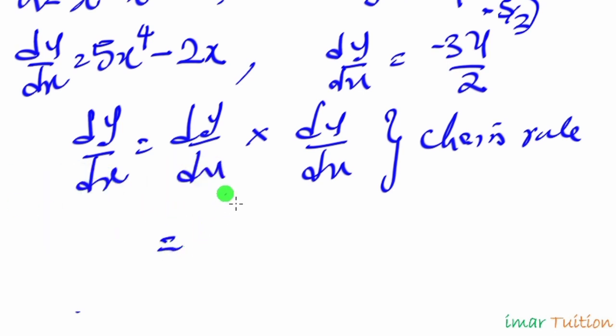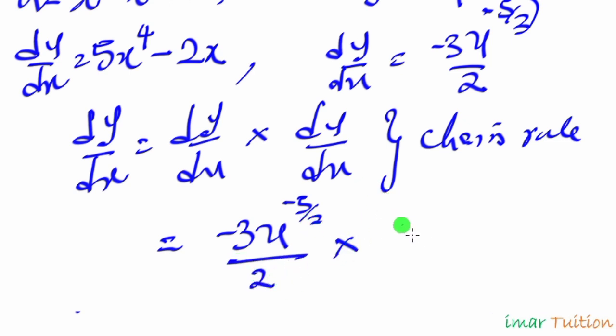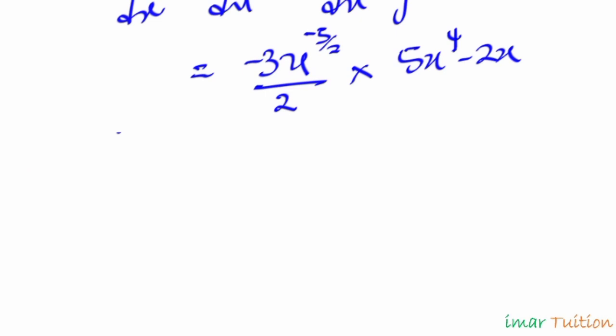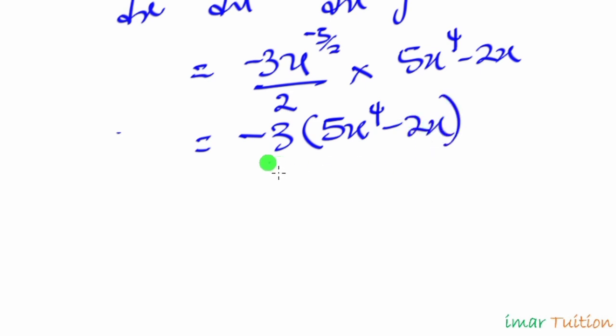So dy/dx is equal to dy/du, which is minus 3/2 u raised to the power minus 5 over 2, times du/dx, which is what? 5x to the power 4 minus 2x. Okay, simplifying further, the power here is negative. We can bring it down, take the reciprocal of u, so that the power becomes positive. We're left with minus 3 at the top, multiplying du/dx, 5x to the power 4 minus 2x, all over 2 at the denominator, multiplying u to the power 5 over 2.